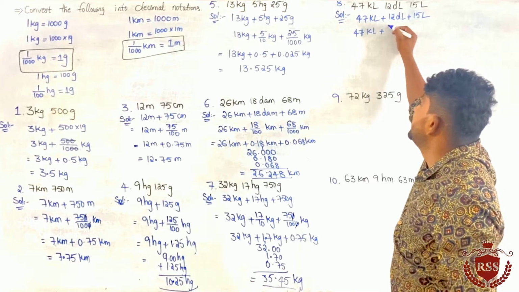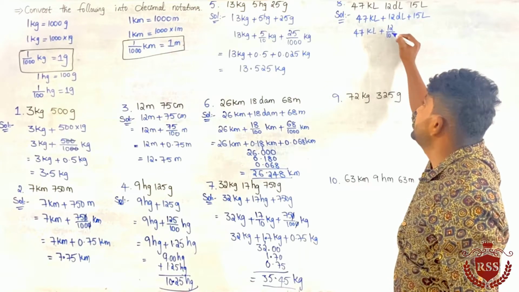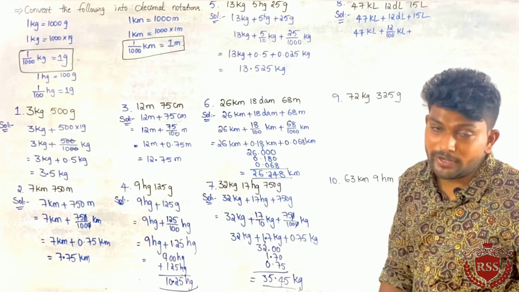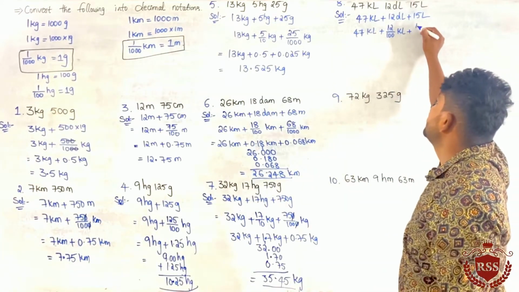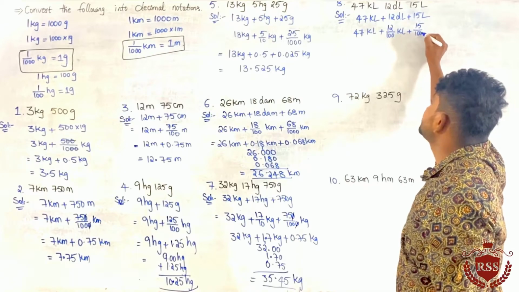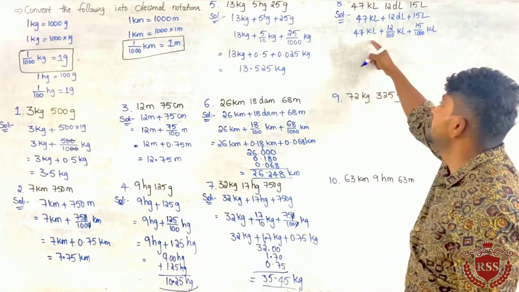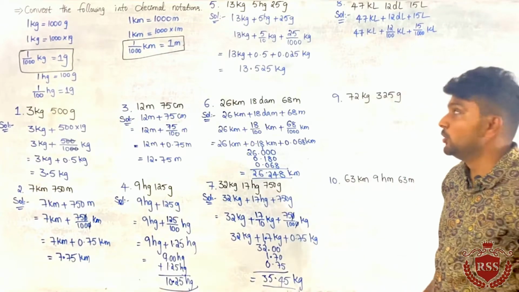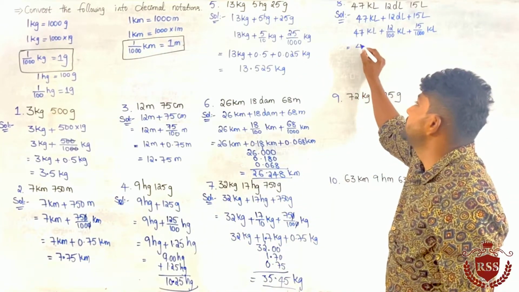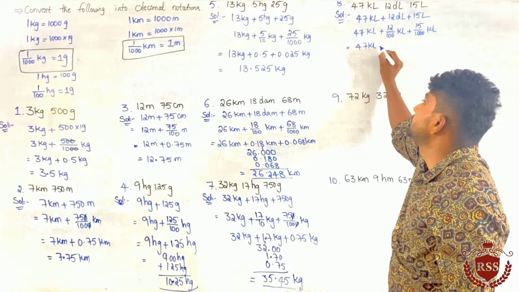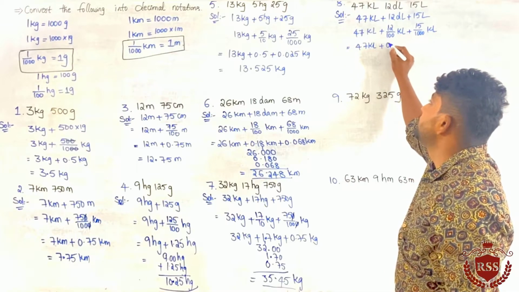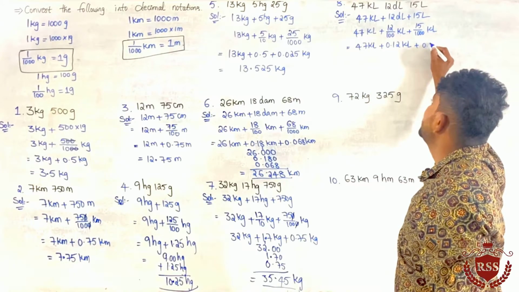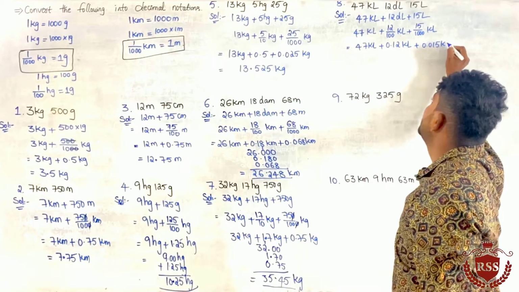So 12 decaliters will be 12 by 100 kiloliters. 15 liters: 1 kiloliter equals 1000 liters, so 15 liters will be 15 by 1000 kiloliters. All the smaller units will be converted into the larger unit, that is the kiloliters. So 47 kiloliters plus 0.12 kiloliters plus 0.015 kiloliters.